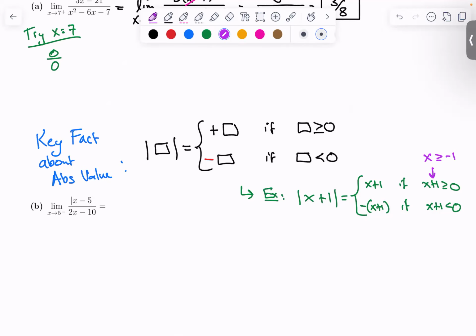Think about plugging in 0. You get the absolute value of 0 plus 1, that's just 1. But if x is less than -1, think about -2. When I plug in -2, you don't have to write this down, but the absolute value of -2 plus 1 is the absolute value of -1. So the inside is going to be -1. To make it positive, I'll just double negate it. I'll add on an extra negative to make it positive.